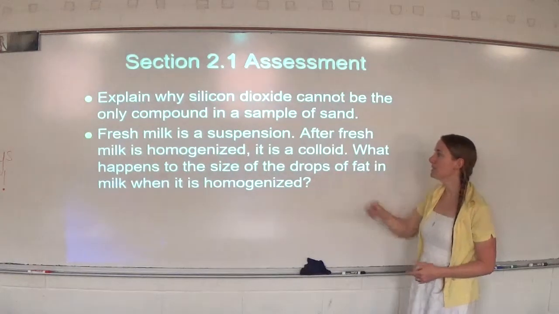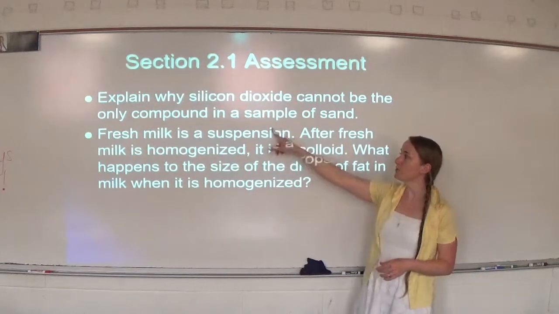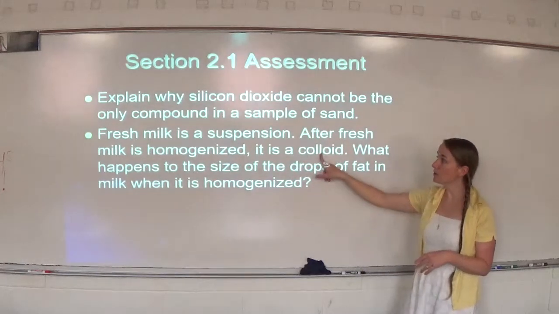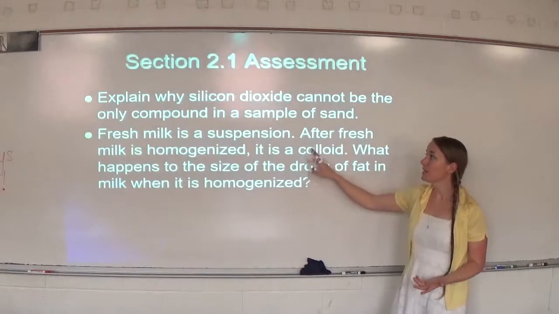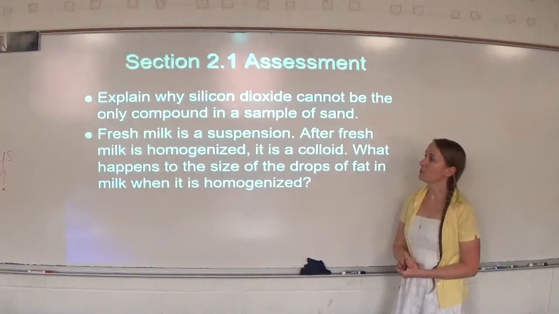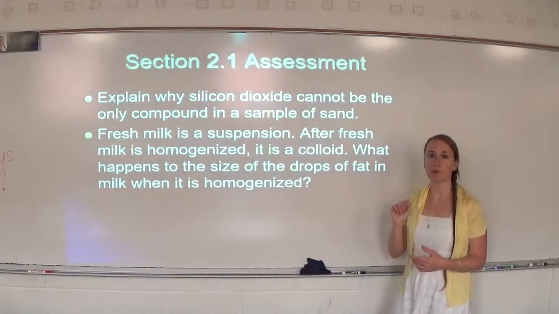So what happens to the size of the drops of fat in milk when it's homogenized? Well, if it goes from a suspension, which is known for having large particles, to a colloid, which is known for having medium-sized particles, what happened to the size? We decrease the size of the fat molecules. So we decrease the size of the fat to make it go from a suspension to a colloid.